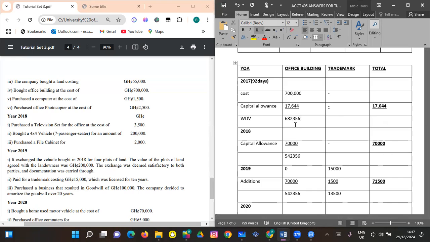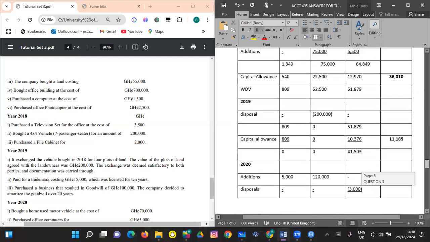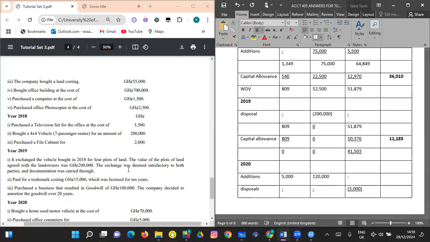All right, and here becomes dash. Okay, so this is it for the land and building side. And then now in the year 2019, they exchanged this thing that they bought for this thing. So that's it. We assume it has been sold, disposed, and then now we calculate our capital allowance.